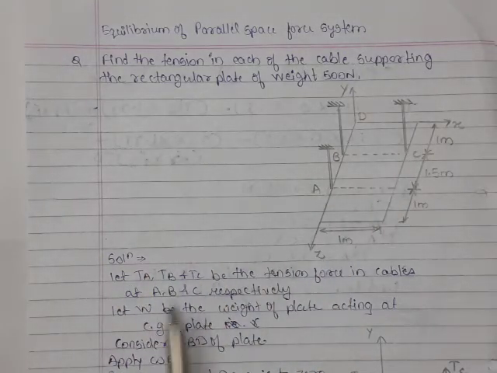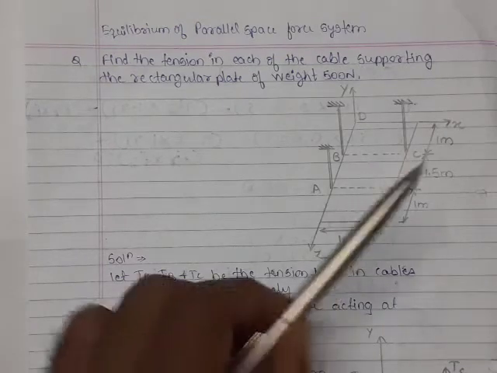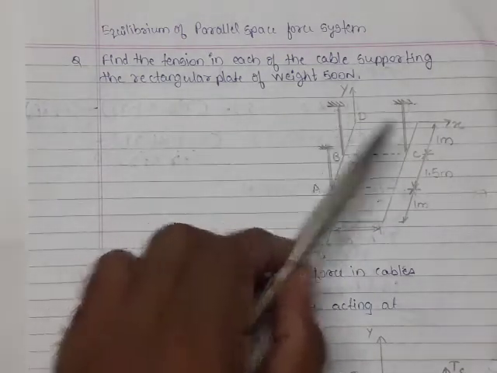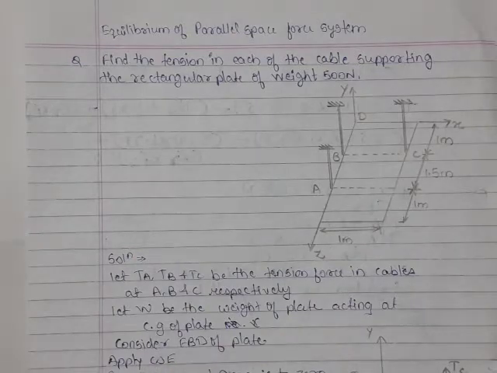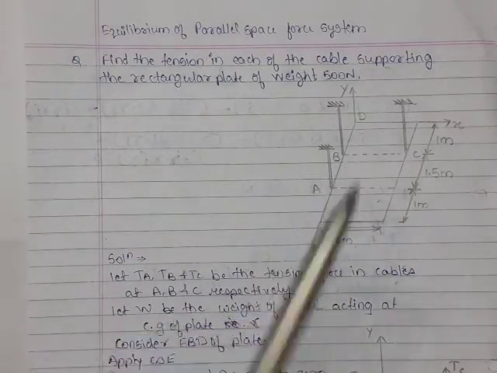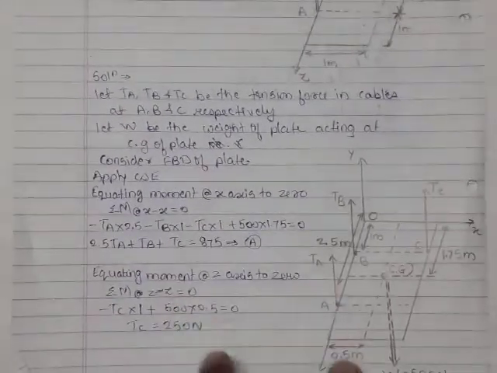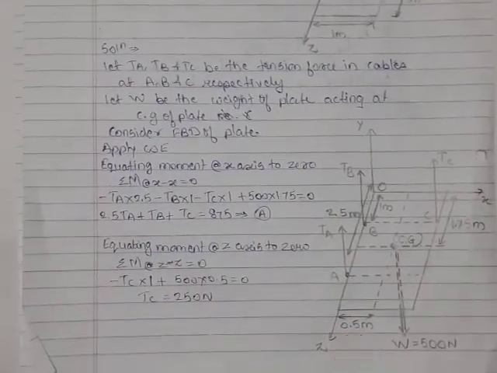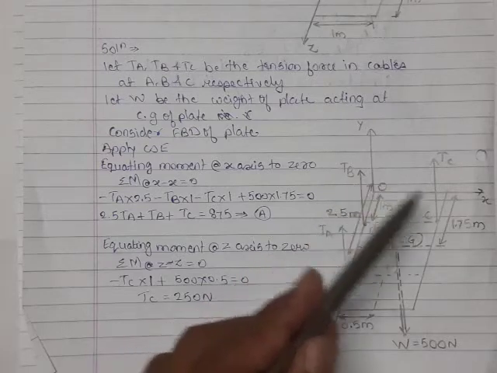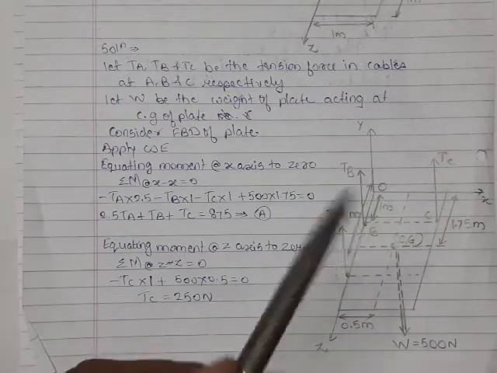So we'll assume that TA, TB and TC are tension in the cable at A, at B and at C. Then weight W, 500 Newton, acting vertically downward. We'll draw the free body diagram. So here this free body diagram shows TA, TB, TC, tension in the cables.